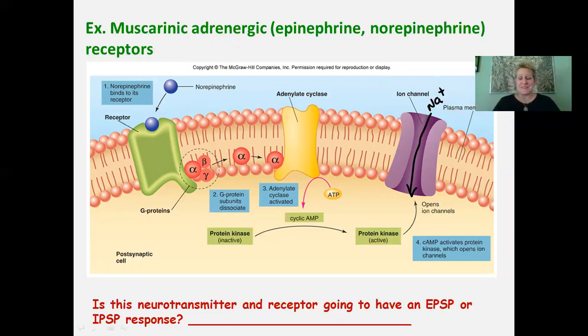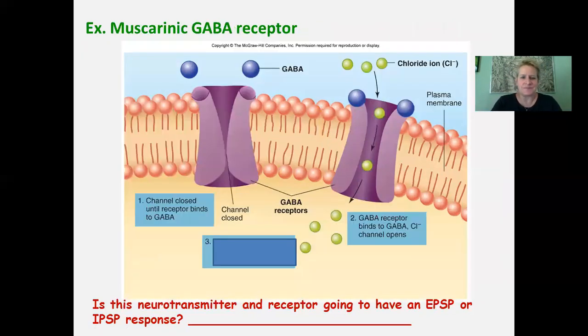Sodium. So is it going to produce an EPSP or an IPSP? The answer is EPSP. It's going to stimulate. Sodium is always stimulatory, okay? For all we know, this could be a heart muscle cell, and, well, it wouldn't be with norepinephrine, but it doesn't matter what kind of cell, you know it's going to be stimulated. Let's go to the next test and last one.